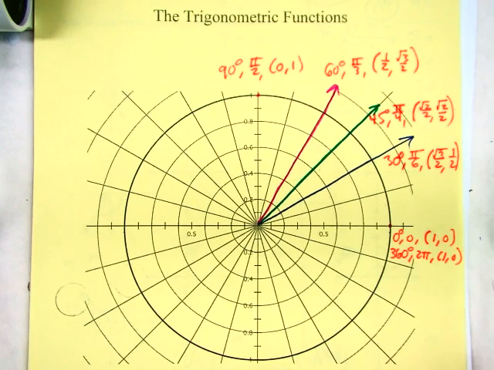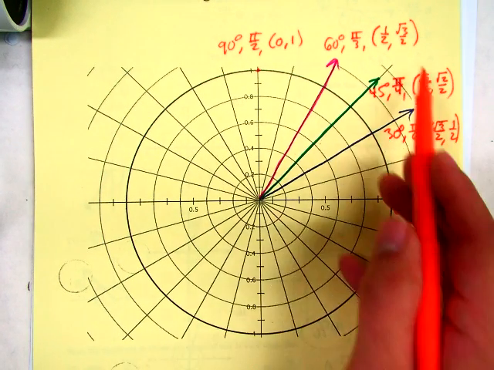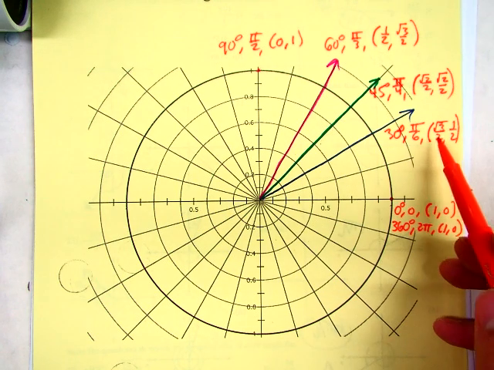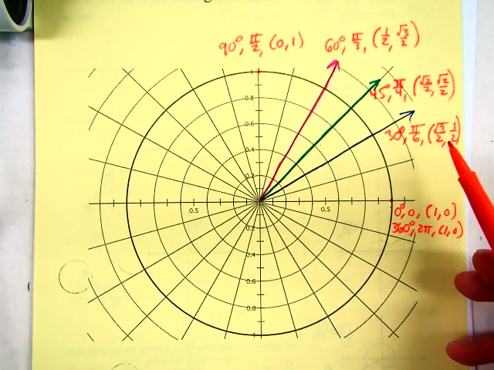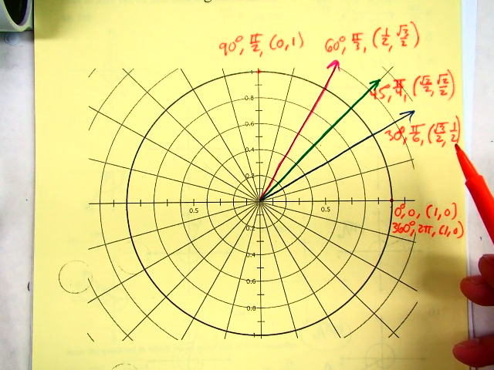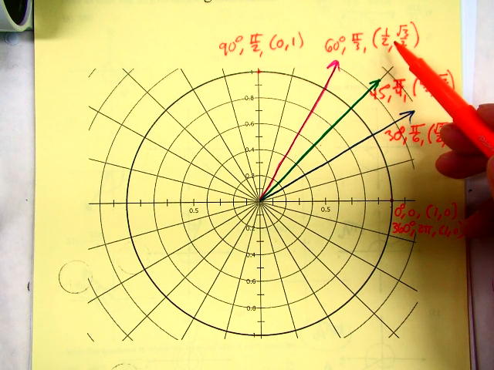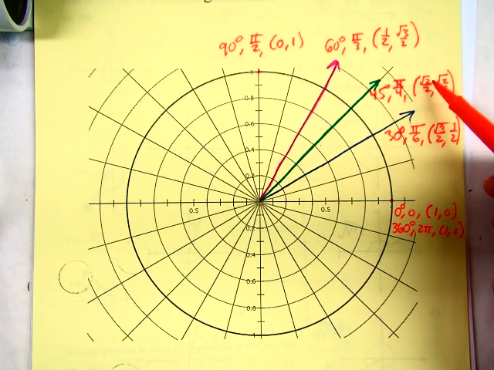Now here's the cool part about the unit circle. This is all you need to know to figure everything else out. Because look, the only options that we're going to have so far are zeros, ones, what else? 1/2s, and root 3 over 2s. Those are the only options, and root 2 over 2. So we have 5 options there. Okay?